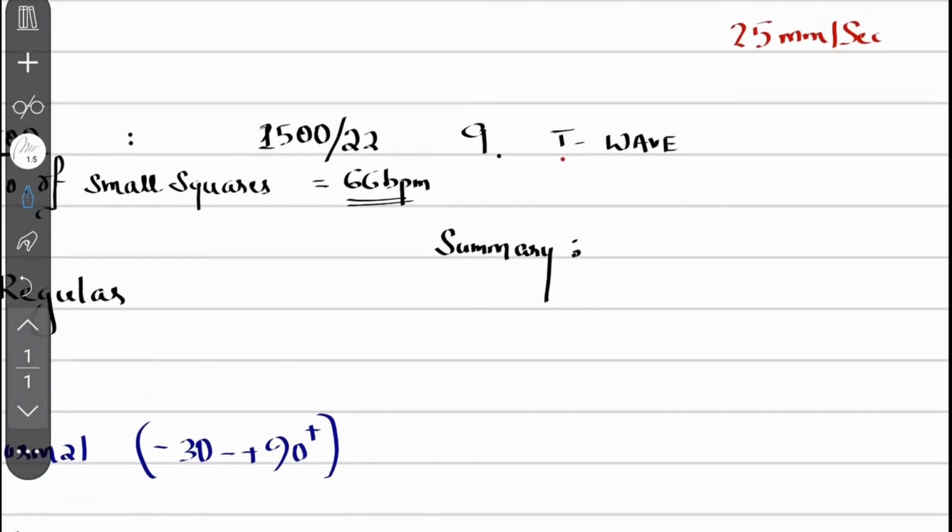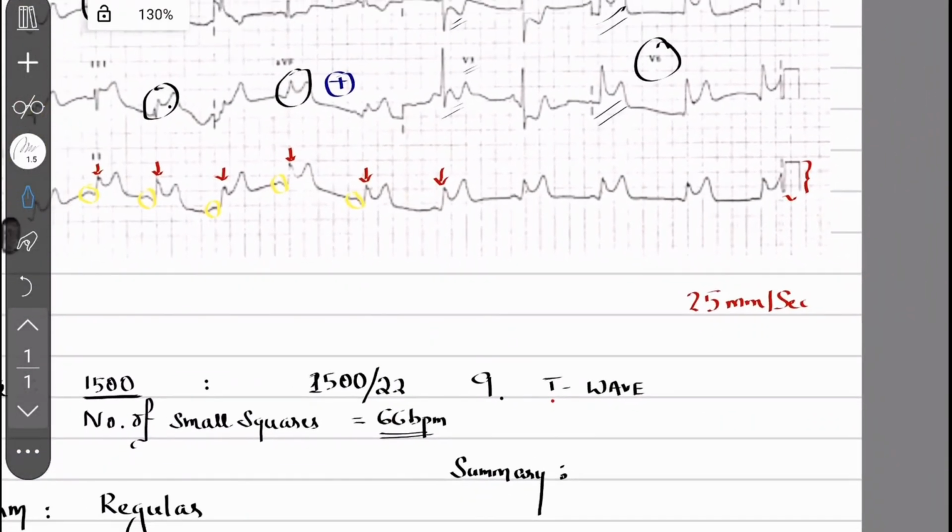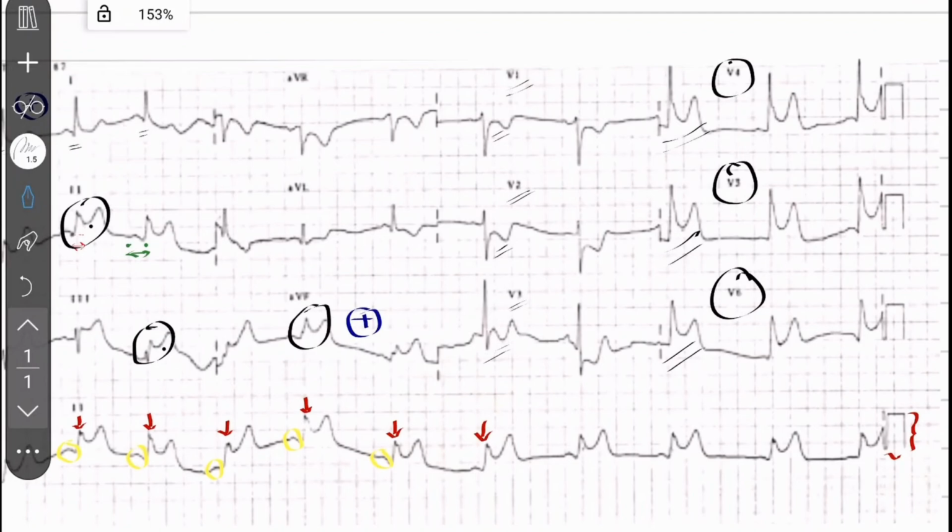Can you see any T wave abnormality in the ECG? Checking leads 1, 2, 3, there is no major problem in AVR, AVL, or AVF. In V1, V2, and V3 there is T wave abnormality. There is a T wave inversion in V1. This is a biphasic T wave in V2, and also a biphasic T wave in V3.